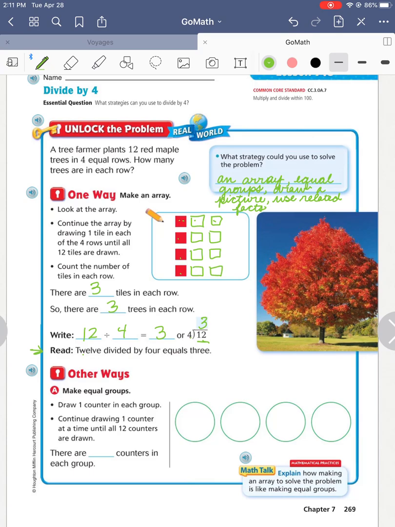So first it says draw one counter in each group. So 1, 2, 3, 4. Continue drawing one counter at a time until all 12 counters are drawn. So 5, 6, 7, 8. Then I need to add one more because I'm still not at 12. 9, 10, 11, 12. And then how many counters are in each circle? 1, 2, 3. 3 counters in each group.